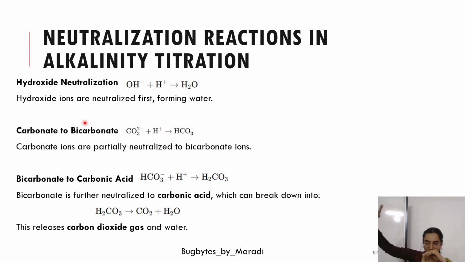Next step after neutralizing, from pH 12, 11, 10, now after reaching 10, just imagine you have added carbonate. Calcium carbonate is also there in the water. If the water sample contains carbonate, you are titrating against acid. This is the carbonate and this is the acid. So acid reacts with the carbonate and it neutralizes to form bicarbonate.